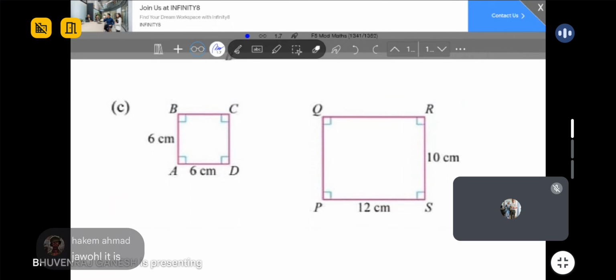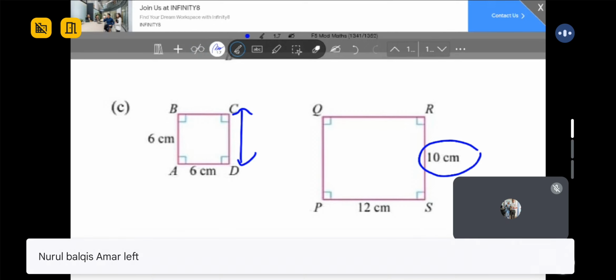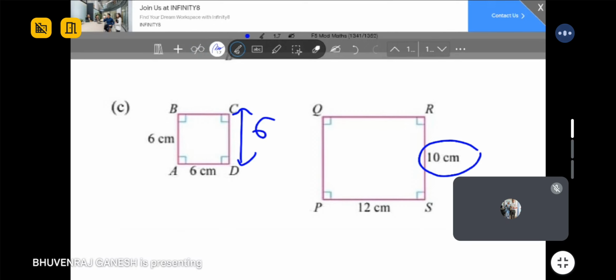This one is quite obvious, I think. The answer is actually no, guys. Check and see carefully. You see over here, 10. Okay, this length. If you compare, kalau kamu bandingkan, yang ni sepatutnya 6. It should be 6 also, because this is a square. Segi 4 sama. This is a rectangle.